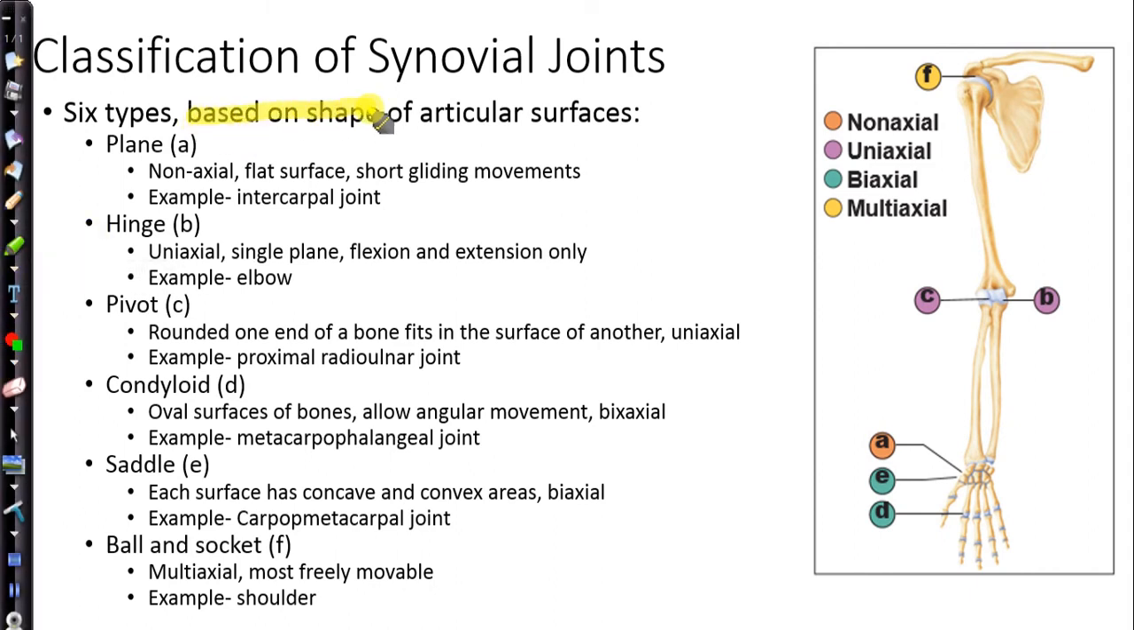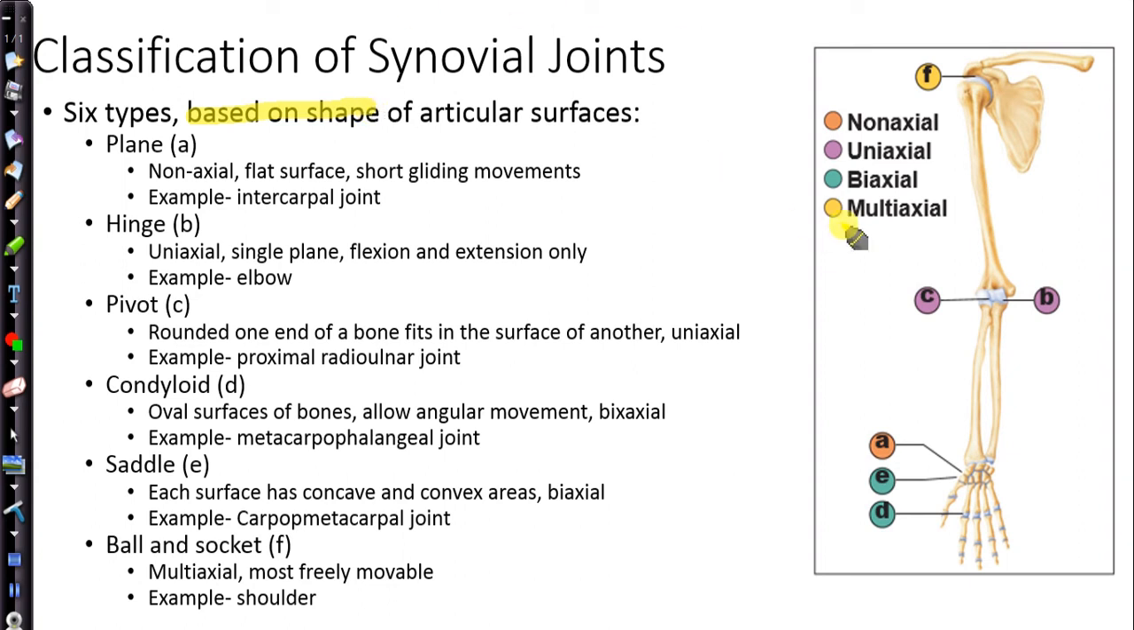These are going to be classified based on the shape of their articular surfaces, based on the shape of where the bones come together. I am not interested in you memorizing plane, hinge, pivot, and condyloid, etc., except just to look at this slide of the arm and to look at the different places where you have these joints. Please remember that the more structurally sound a joint is, the less movement it allows.